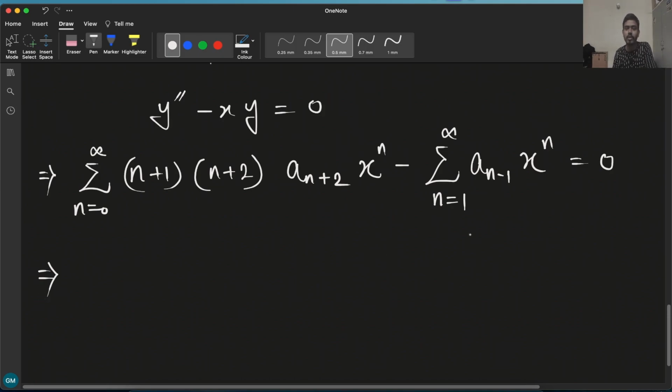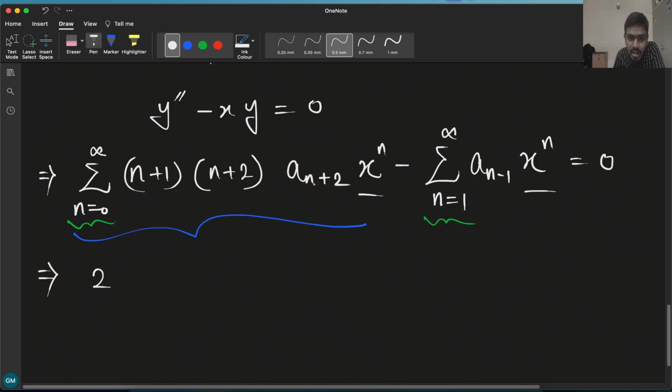Okay, still now we cannot compare the power, though both are in x to the power n. But here you can see the first series starts from n equals 0 and the other starts from n equals 1. So what I can do in this case is write the n equals 0th term separately. So this whole series I can write as, first the n equals 0th term, so I will put n equals 0 here, that means 1 times 2, which is 2.